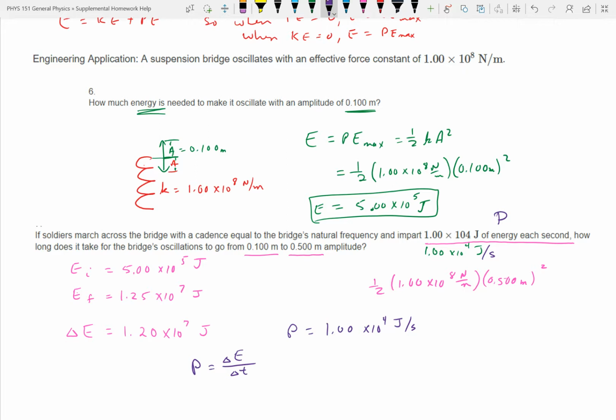Time. We're looking for time, so we switch. Change in energy divided by power. Oh, he's too excited, so good.